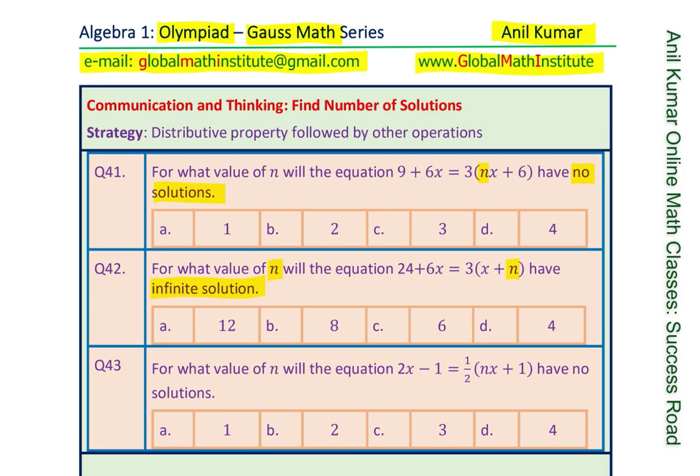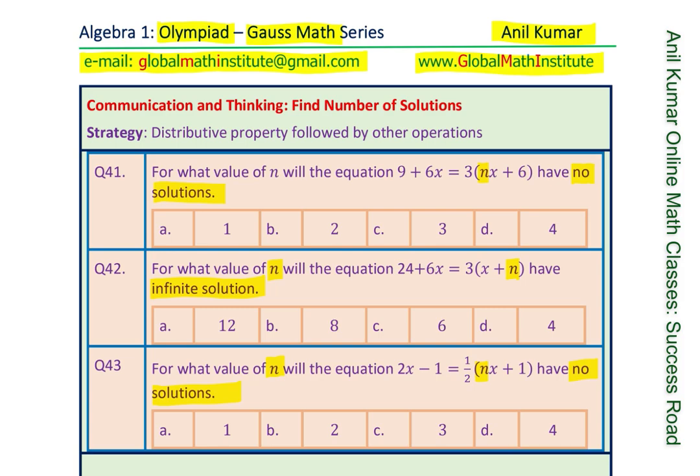Great. Question 3 is, for what value of n will the equation 2x plus 1 equals half times (nx plus 1) have no solution? You get the idea. So n could have any of these values shown in the multiple choices, and you'll figure out that one of them will satisfy the condition. How do we solve such questions in minimum time is what we need to understand. Also the concept behind the type of question we are looking at, right?